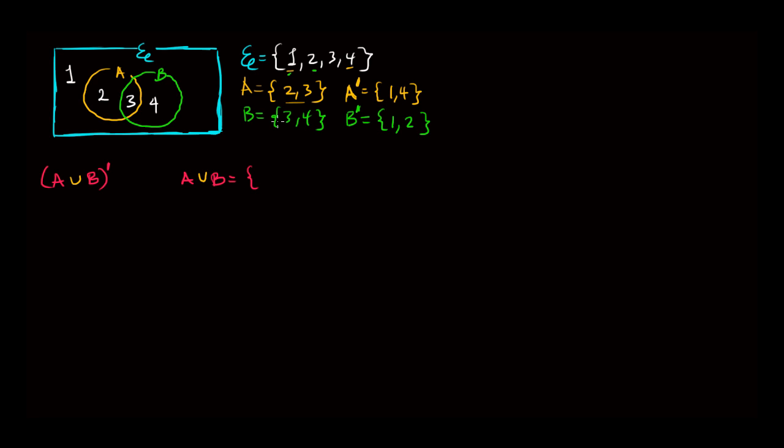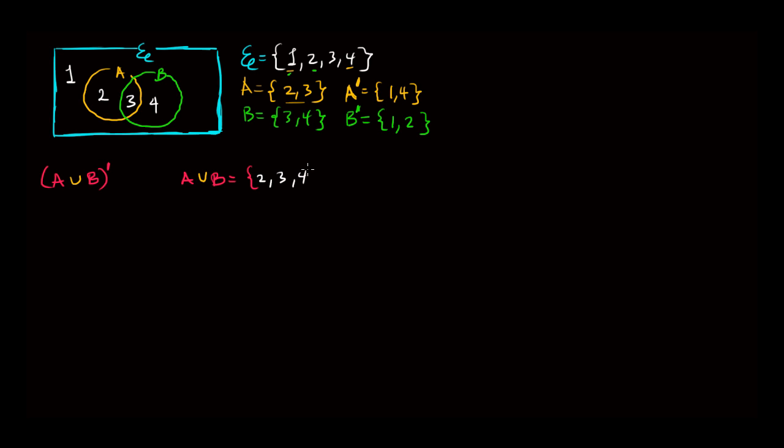This is A and this is B. What's the union of A and B? The union of A and B represents all the elements in both set A and set B without repeating anything. So we'll just pick 2, 3, and 4.